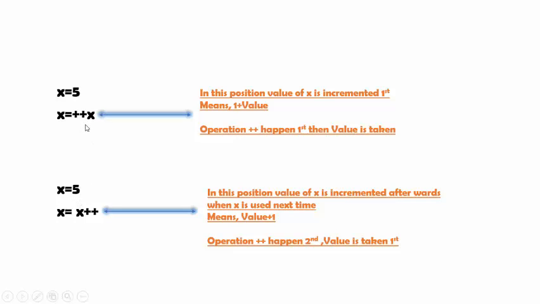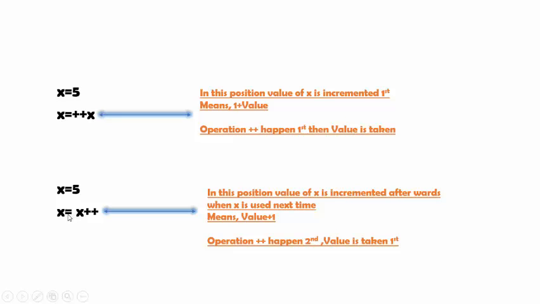Means in pre-increment, first the increment is done with the variable's value, and then that incremented value is assigned to the variable. Now let's see the post-increment concept. Here the value of x is 5.